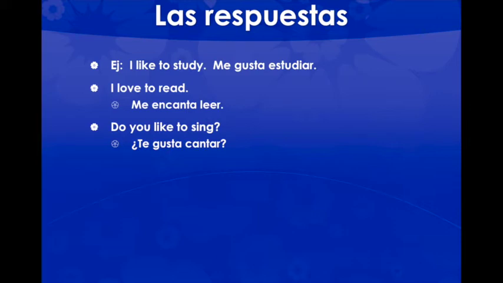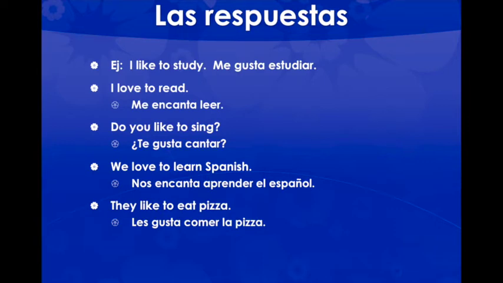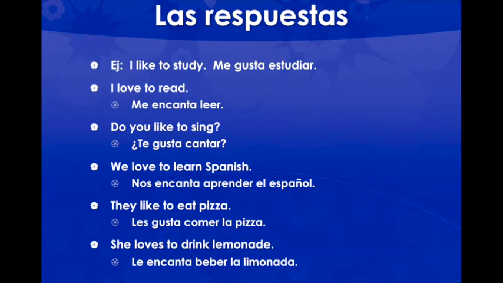To ask somebody if they like to sing, do you like to sing? ¿Te gusta cantar? We love to learn Spanish. Nos encanta aprender el español. We changed the me from me encanta to nos because we love. They like to eat pizza. Les gusta comer la pizza. And she loves to drink lemonade. Le encanta beber la limonada.